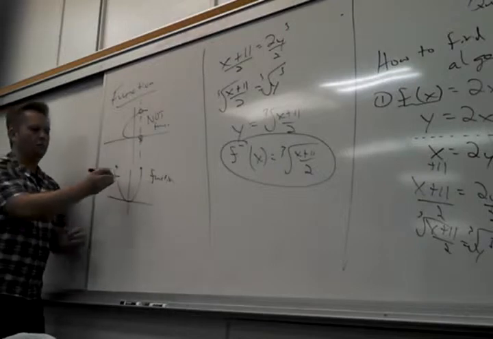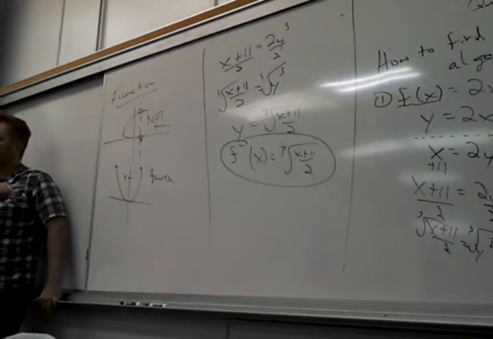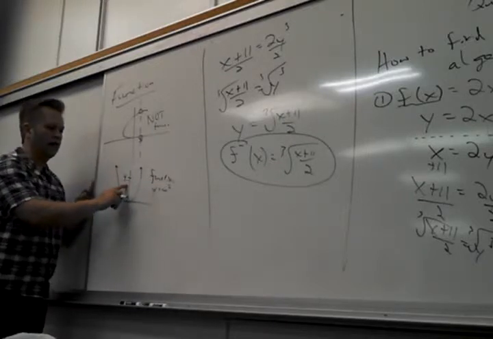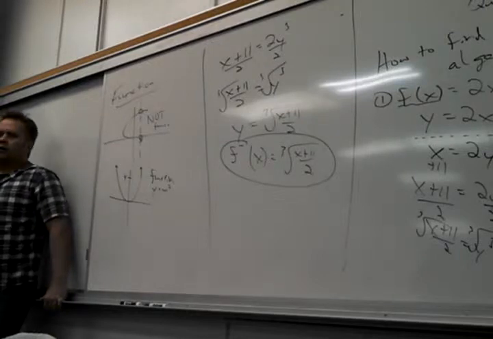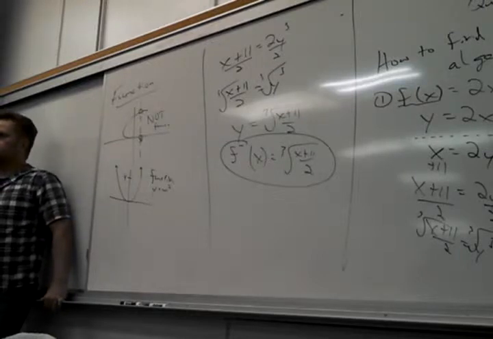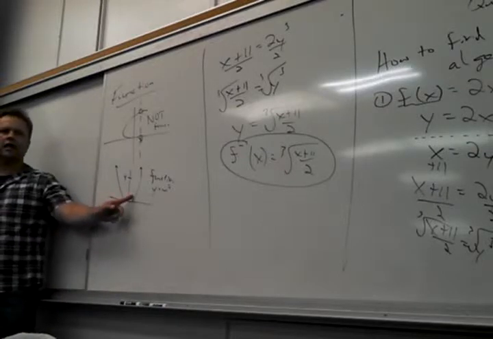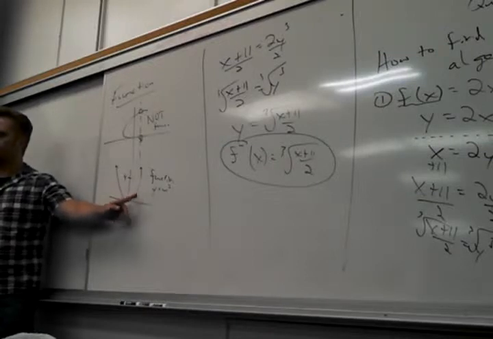So if I said I have an output of 4, can you tell me exactly what the input was for this parabola, for this y equals x squared? If I have an output of 4, what was the input? Plus or minus 2. It might have been 2. It might have been negative 2. So can you tell me exactly what it was? No, you can't. So this is an example of something that's not invertible. This has no inverse.